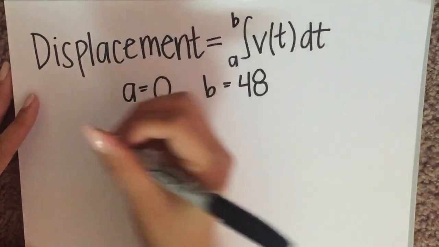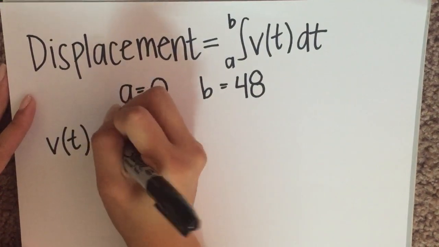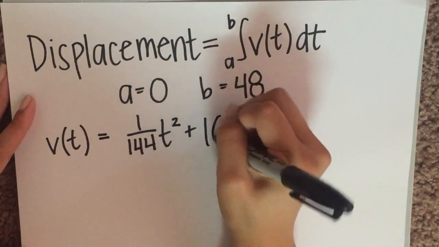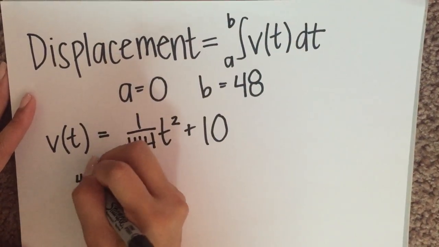The mission begins at 0 hours and ends at 48. So, a equals 0 and b equals 48. The equation is shown.